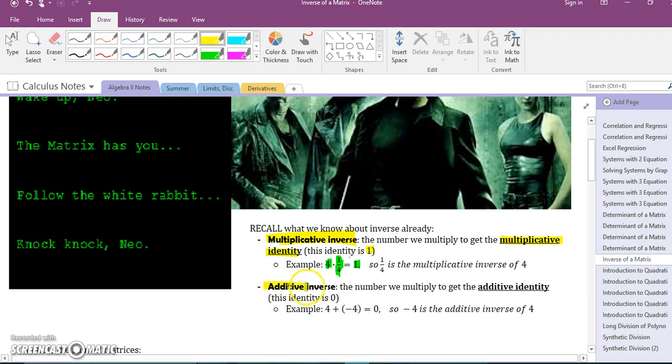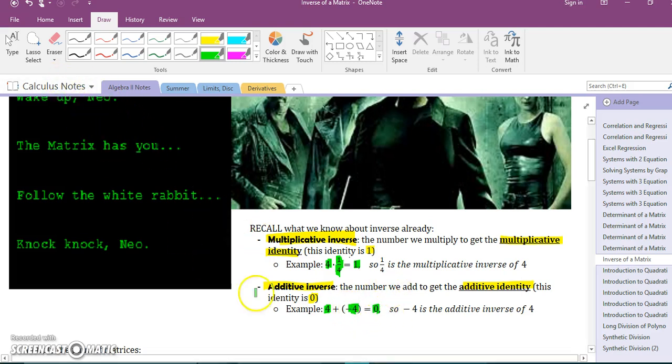Similarly, there is an additive inverse, but this time it's the number, whoops, hold on. I had a typo there, make sure you fix that. It's the number we add to get the additive identity. And the additive identity is 0. So for example, if I take 4 and I add to it its additive inverse, I'm going to get the additive identity, which is 0.